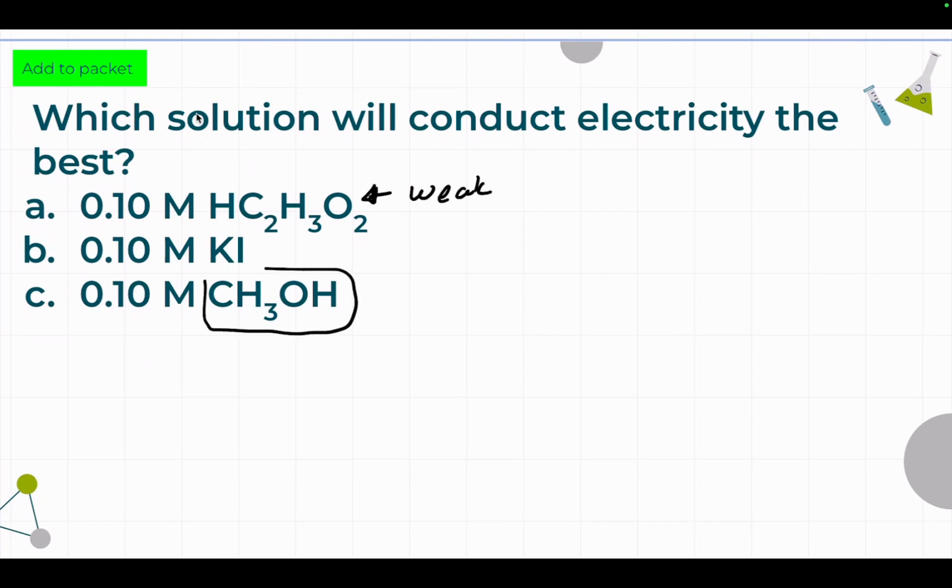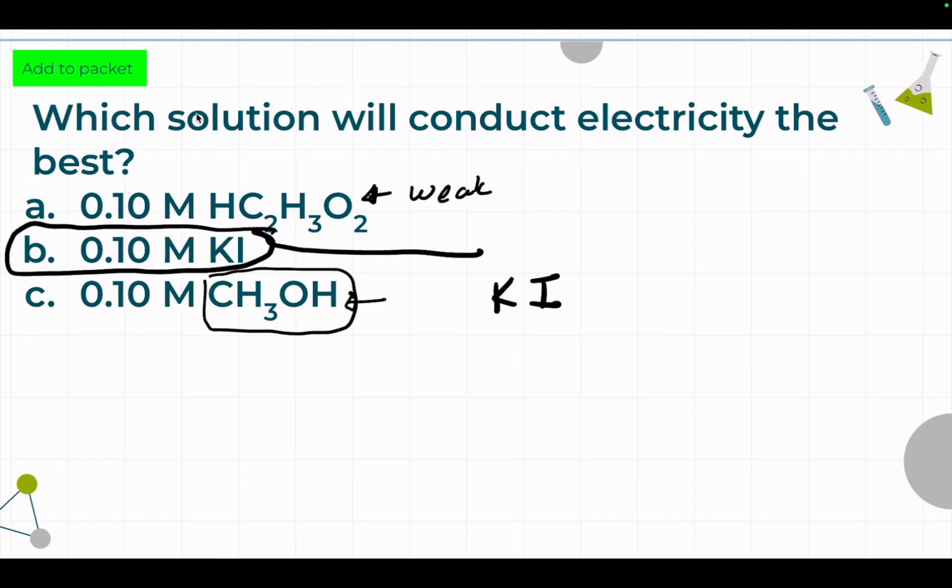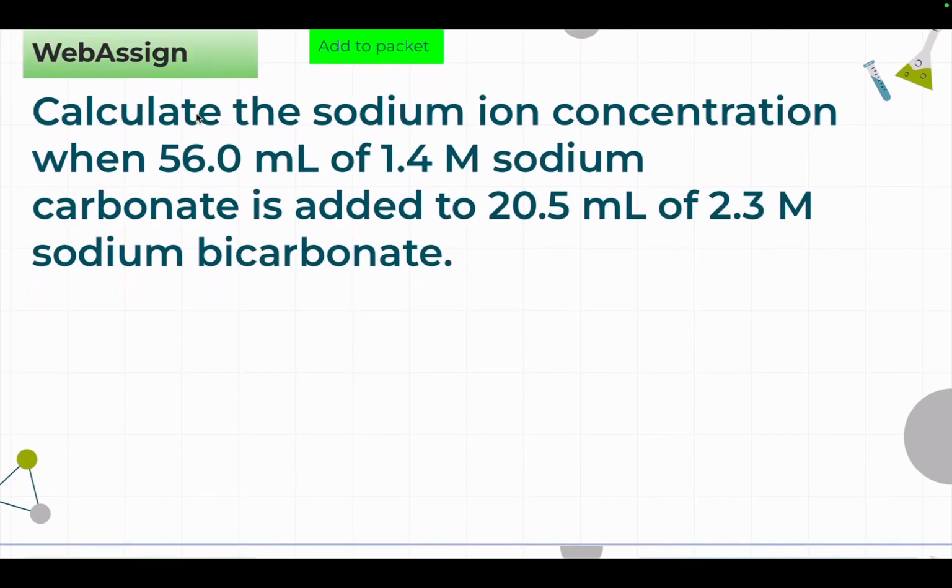This is an alcohol. It's molecular. It's not ionic. It's all nonmetals. And so that is also going to be a non-electrolyte or a weak electrolyte. This is the one that's going to conduct electricity the best. Potassium iodide is an ionic compound that will break up into ions, and these are the ions that move and allow it to conduct electricity.